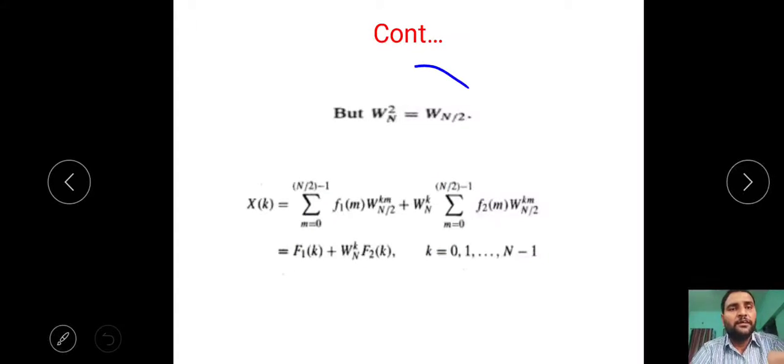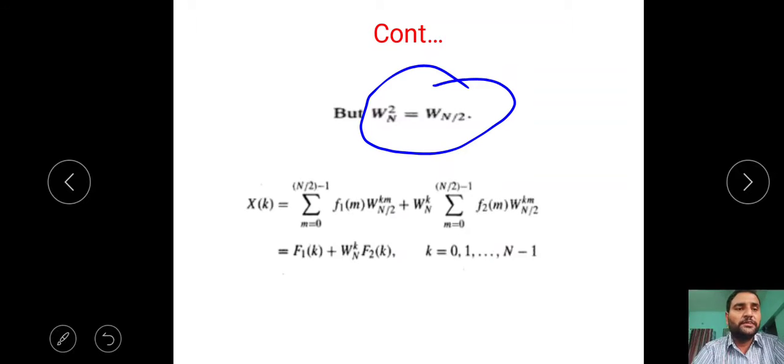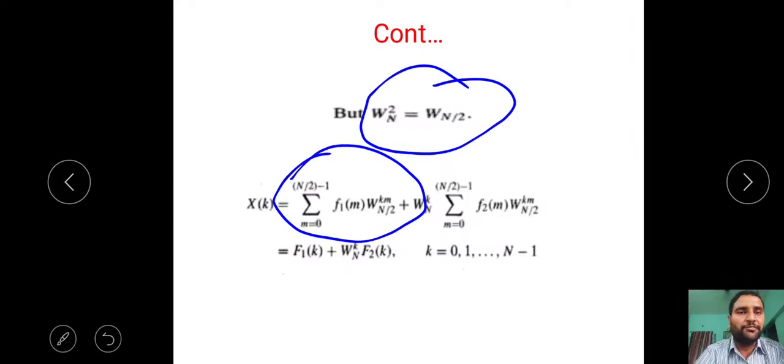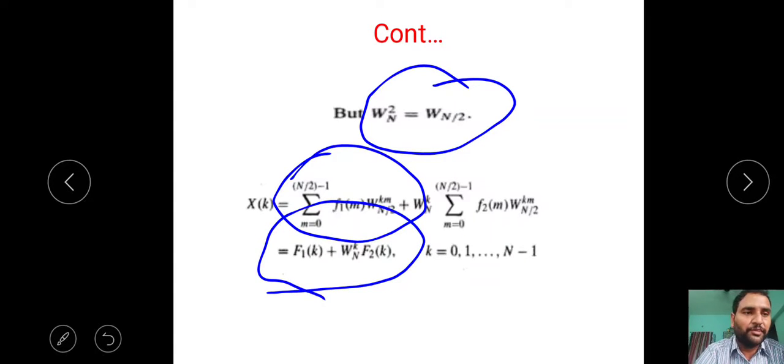Next, we know the twiddle factor property, W_N squared equals W_{N/2}, which obeys the symmetric property. We have to use that in the above equation. We get summation m equal to 0 to N/2 minus 1 f1 of m W_{N/2}^{km}. Here W_N^k is taken outside, then we get f2 of m W_{N/2}^{km}. Then that entire equation can be written as f1 of k plus W_N^k into f2 of k. That means we divide the sequence into two parts, f1 of n and f2 of n. x of n is equal to f1 of n plus f2 of n. If we apply DFT on that, we get X of k equal to f1 of k plus W_N^k into f2 of k.